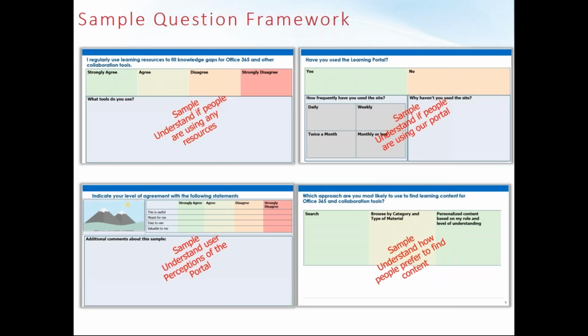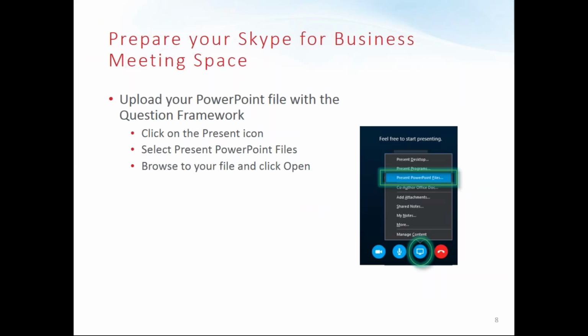So basically, all of this is in a PowerPoint presentation. It's the presentation we use to kick off the meeting, explain the tools, and have these sample question frameworks. Once you have the PowerPoint presentation, you save it. And then the next step is to prepare your Skype for Business meeting space. So you're going to upload the PowerPoint file with the question framework. There's a difference between presenting a PowerPoint file in Skype via presenting your desktop and uploading the PowerPoint file directly into Skype for Business.